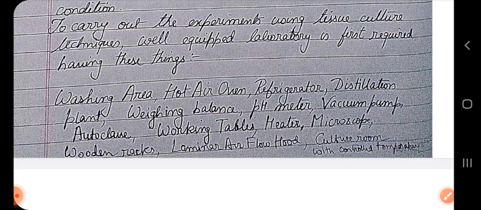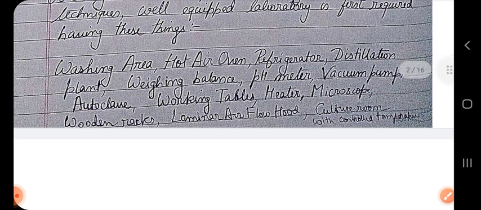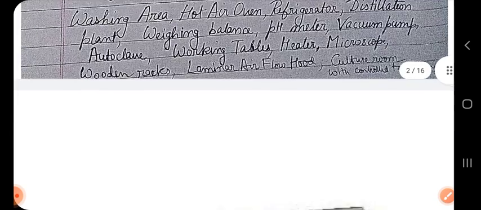So the laminar airflow hood is the best area for inoculating your plant tissues into the culture containing vessel or culture containing tube. Then a culture room should also be present. In the culture room, it should have controlled temperature. Temperature is maintained at 27 plus minus 2 degrees Celsius, not more than that, not less than that. Otherwise it can cause the growth of some other contaminants as well, and it can create problems.